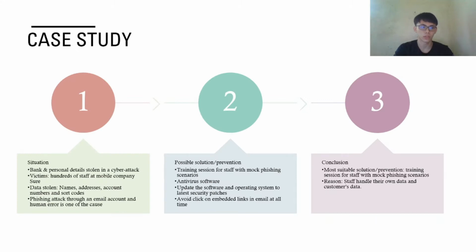First, the situation. Bank and personal details were stolen in a cyber attack, and the victims are hundreds of staff at a mobile company named Sure. The data stolen include names, addresses, account numbers, and sort codes. The phishing attack happened through an email account, and human error is one of the causes.